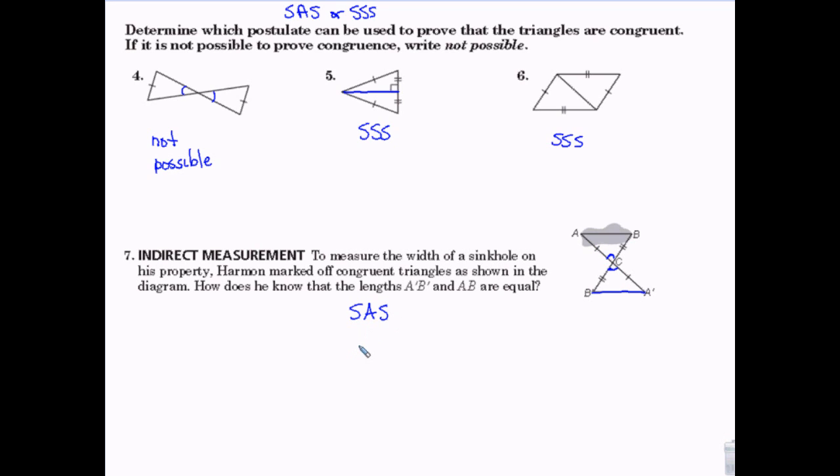So anytime you need to measure the width of something that you can't measure, like maybe how wide a tree is, the diameter of a tree or something, you can mark off congruent triangles like that, and then you measure this distance here that you can because it's on flat ground or whatever, and that tells you the width of whatever it was you couldn't measure. So, that's kind of useful math that you might have to use someday in real life.